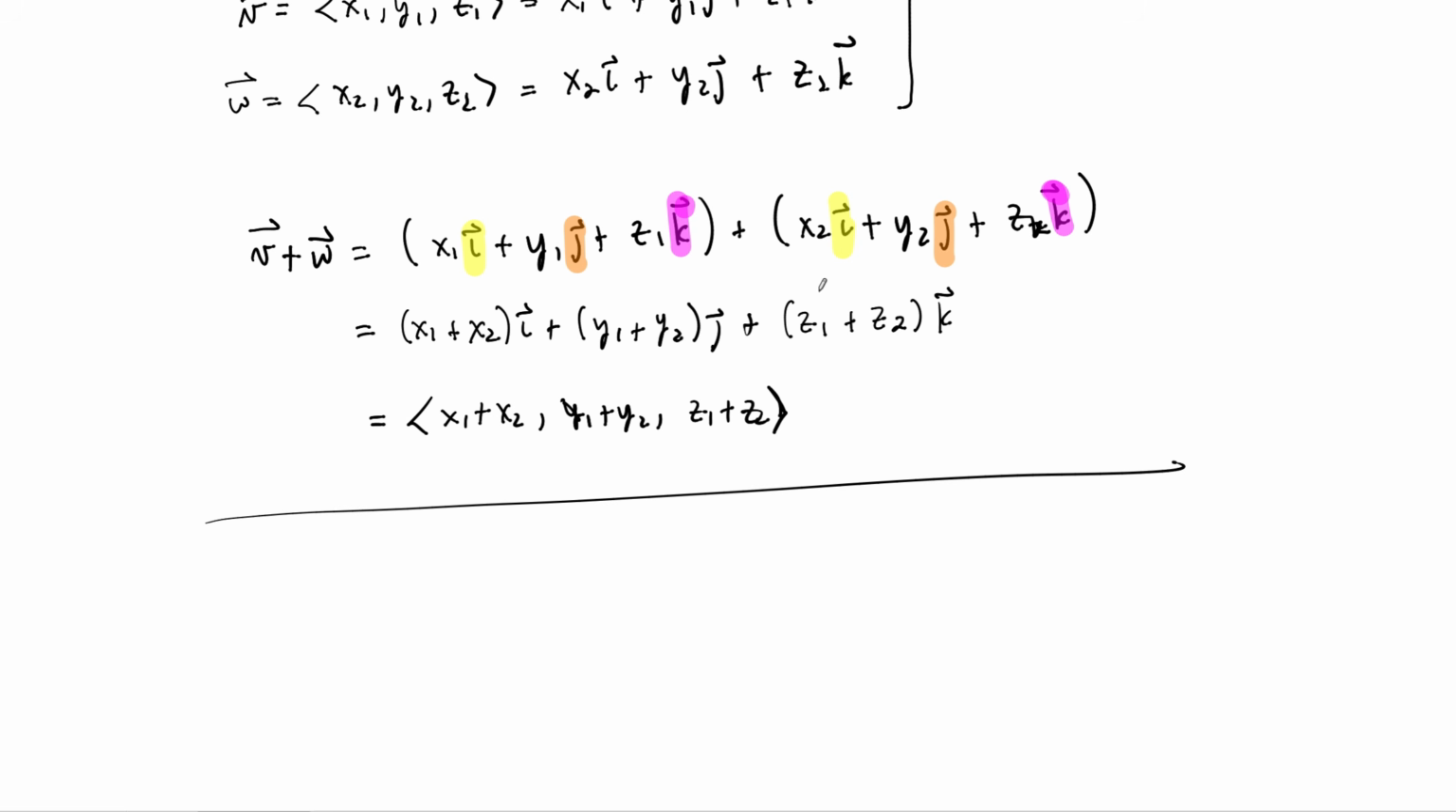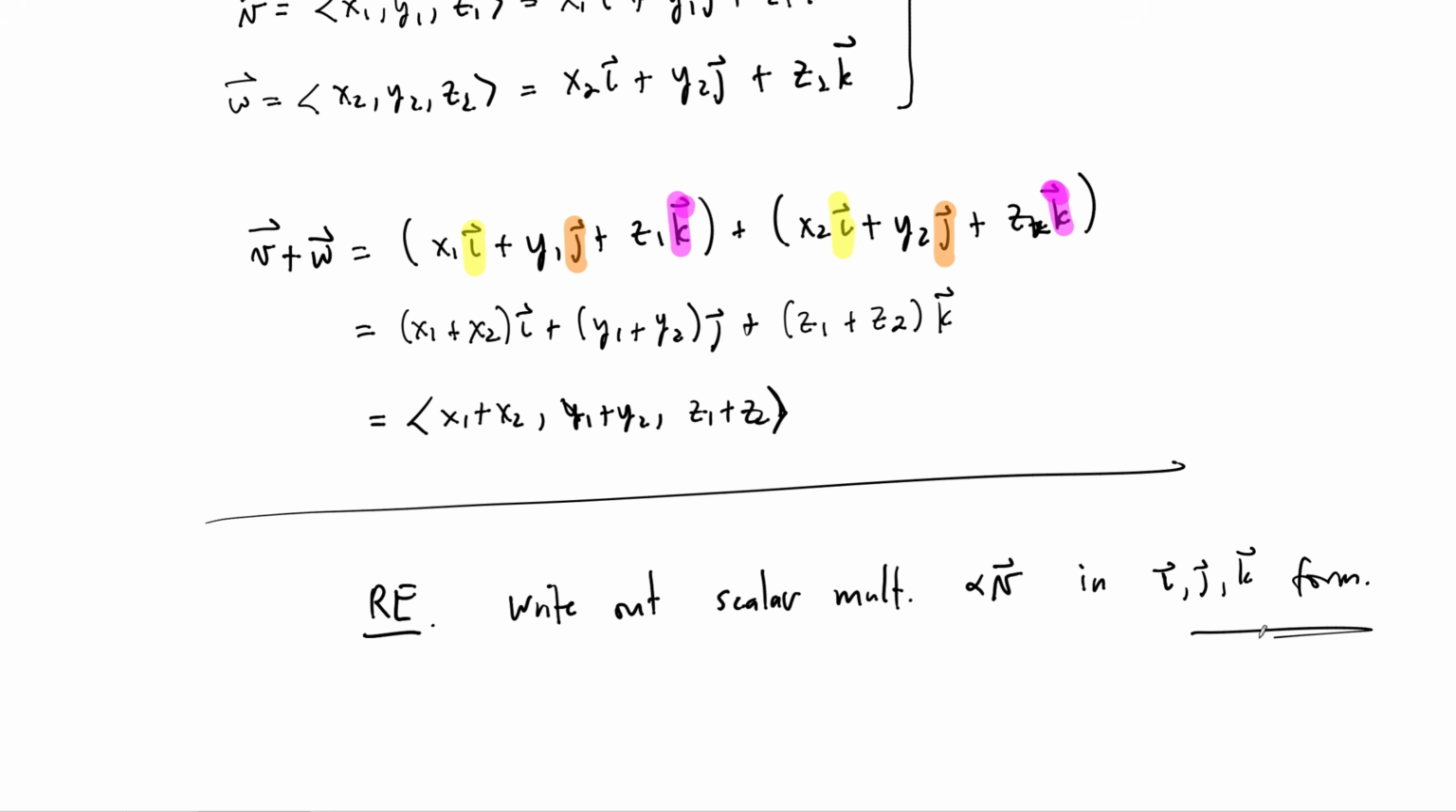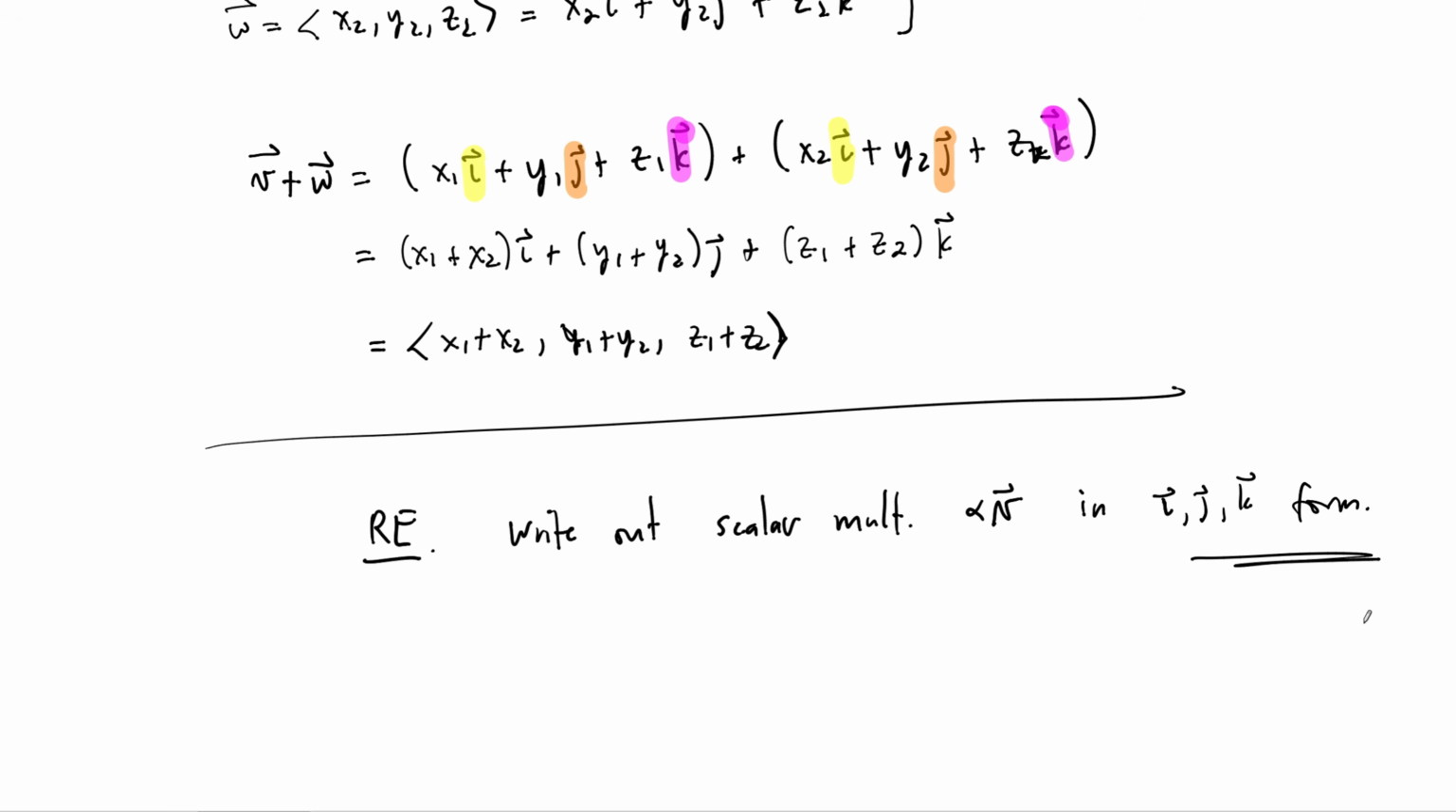Scalar multiplication, I recommend, so let's call this a recommended exercise. All right, so write out scalar multiplication, alpha times v in ijk form. I think you're going to find that it actually makes a lot of sense. All right, I'm going to leave this lecture here. Try that, and please enjoy.